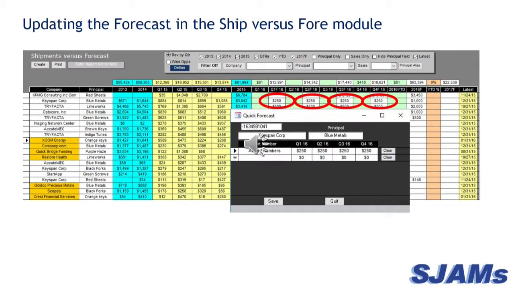It is recommended the forecast be for all part numbers, not part number specific, but for those who want to, you have the ability to forecast by part number. Please note, if you hit Quit, there will be no changes made to the forecast. If you hit Save, the changes will be made to the forecast, but the user will not see them until a new Ship versus Fore table is created by hitting the Create button.